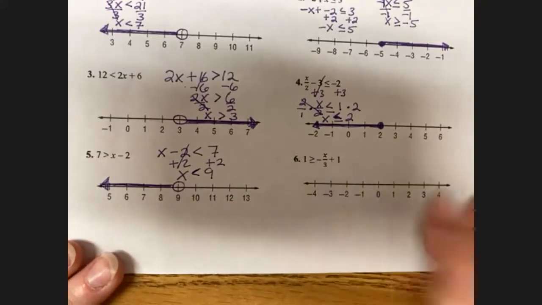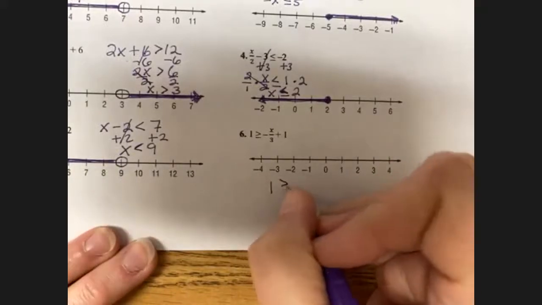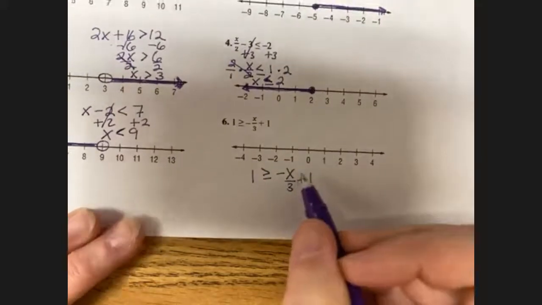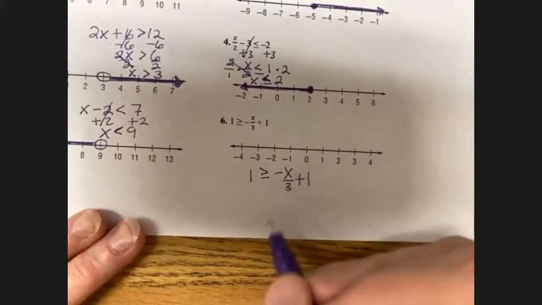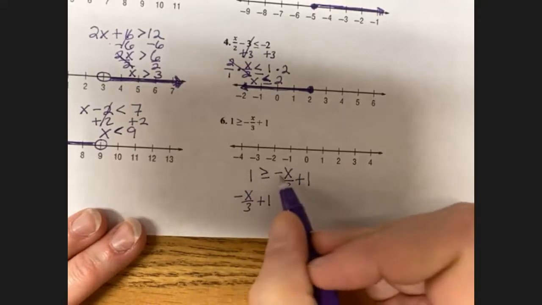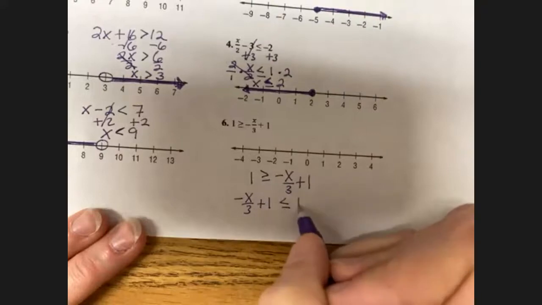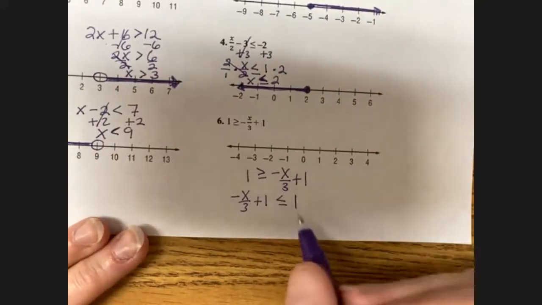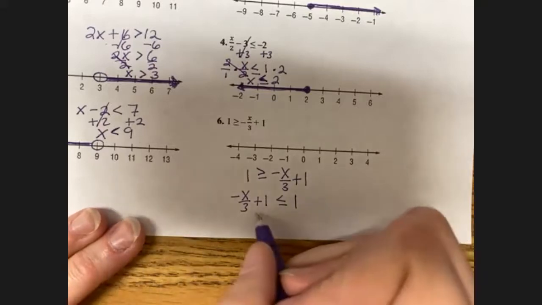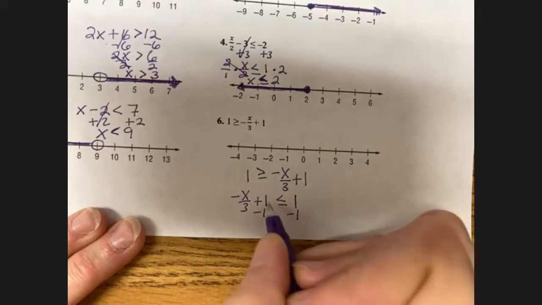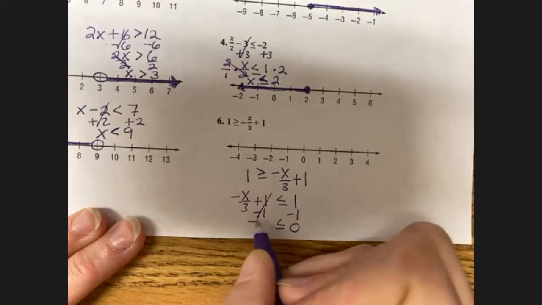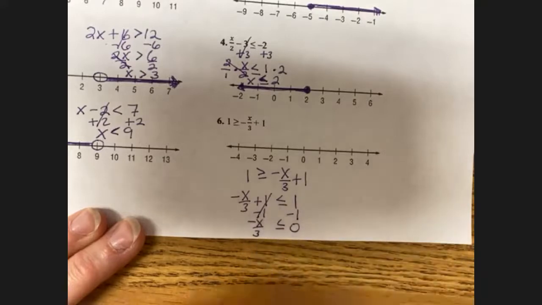Last problem over here. I'm going to go ahead and rewrite this one down here just for the sake of room. Originally that was the problem. And again, I want the x on the left, so I'm going to do -x over 3 plus 1. When I do this, I have to switch my inequality around, and I'm not doing this because of the negative. I'm doing this because I want the x to be on the left side. So I'm going to subtract 1 from both sides. 1 take away 1 leaves me 0. And I get negative x over 3.